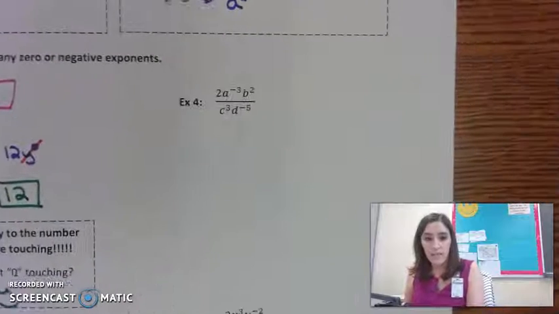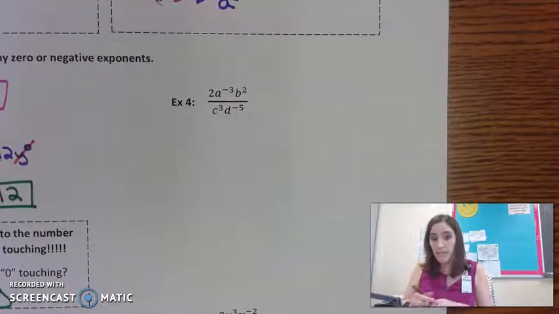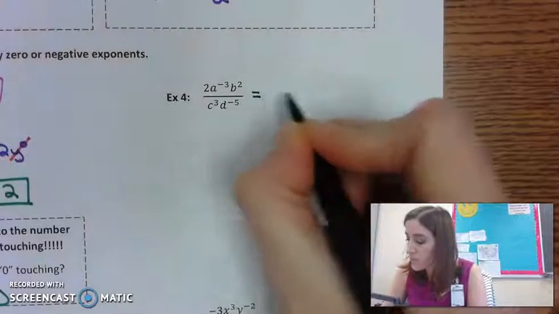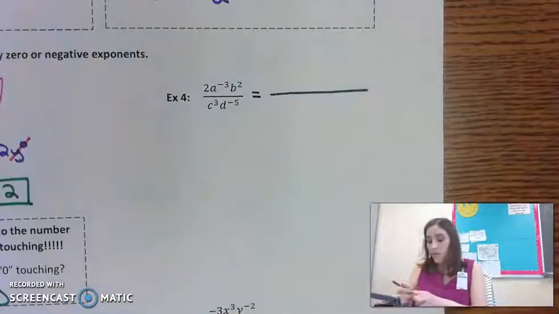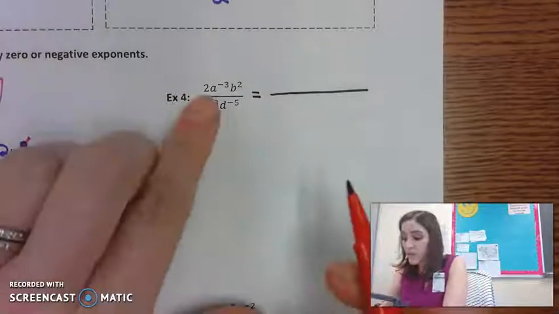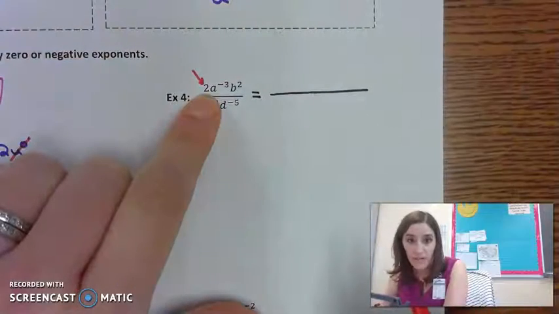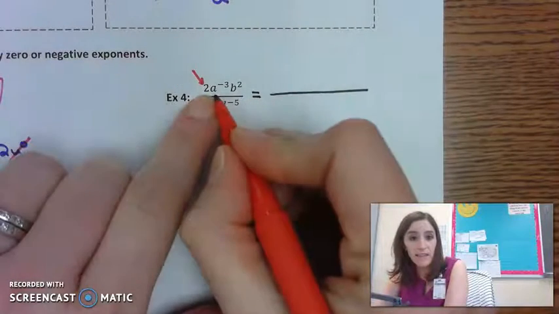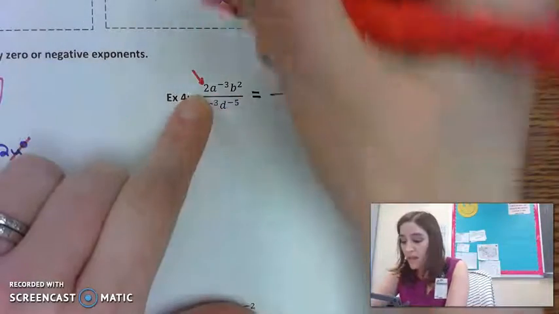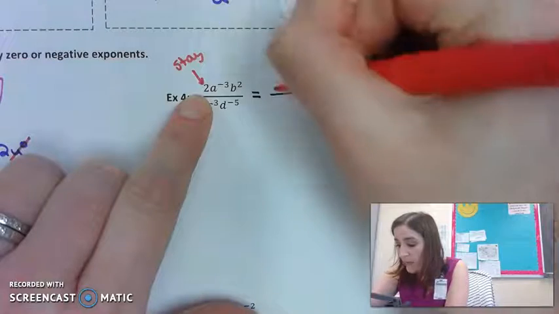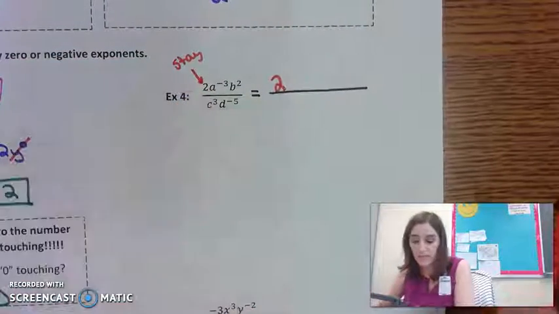All right, example number 4. Okay, same idea, so I'm going to go ahead and put my fraction bar right next to it. We're going to take this one piece at a time, so I'm just looking across the top. That 2 does not have an exponent, okay? It doesn't move with the a or anything like that. It's its own little piece. So that 2 is going to stay up on the top where it already was.